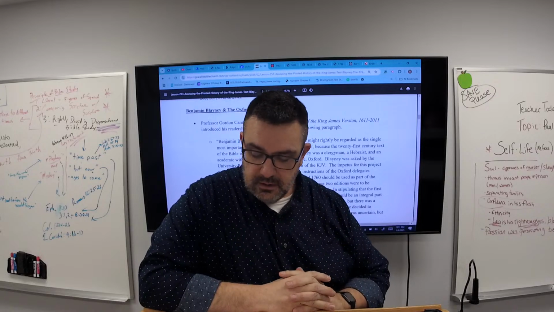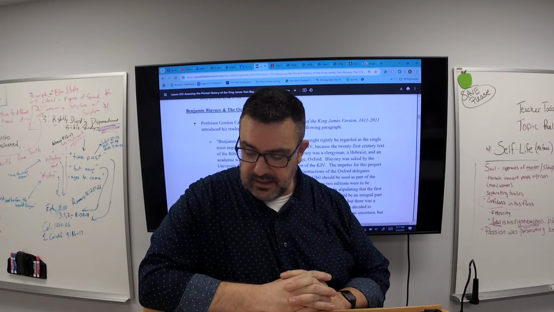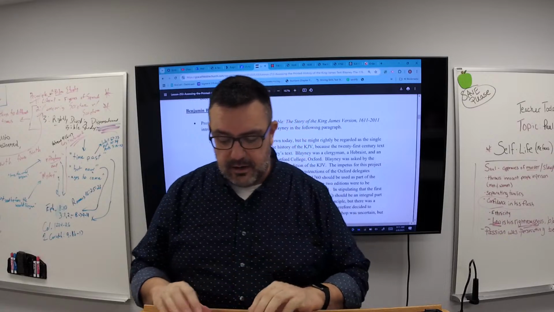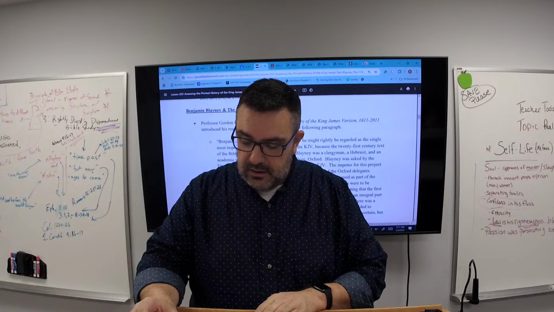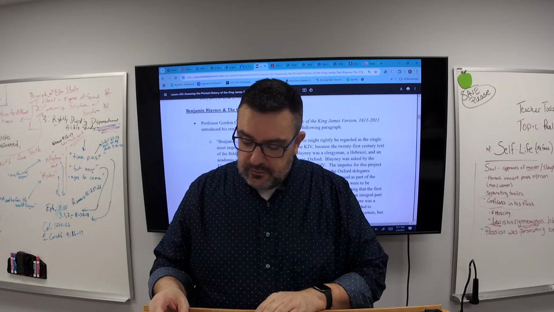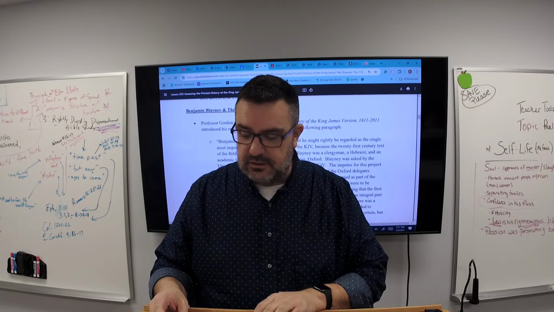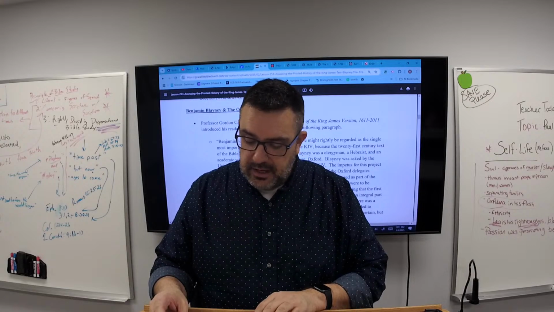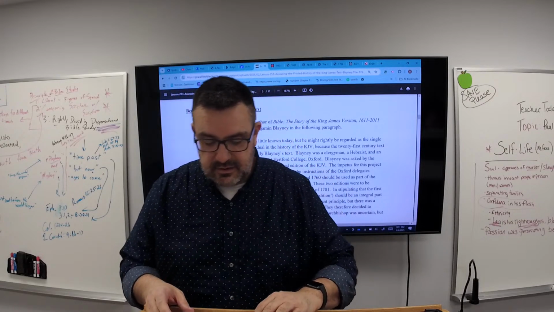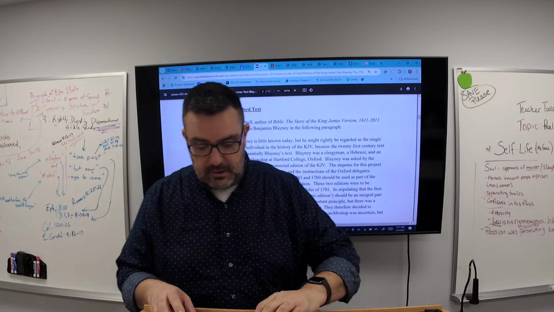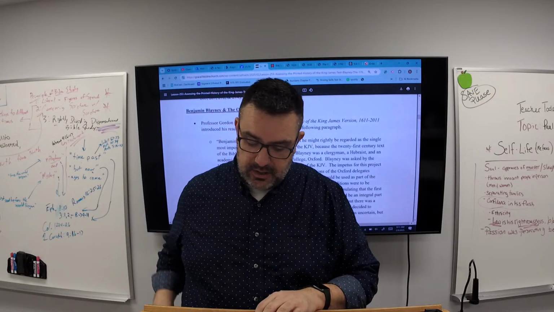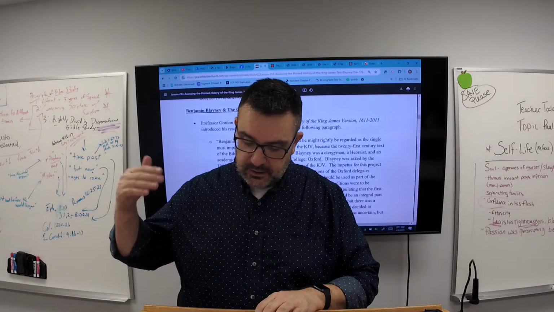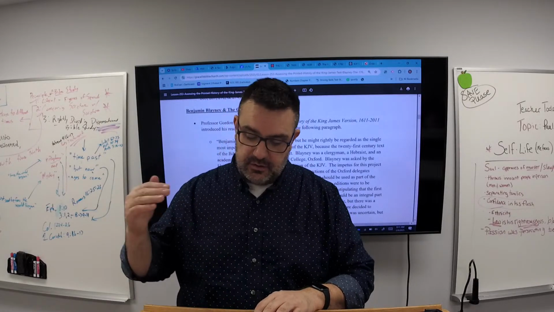Yeah. So, again, here's what he says about Blayney. Quote, "Benjamin Blaney is little known today, but he might rightly be regarded as the single most important individual in the history of the King James Version, because the 21st century text of the Bible is essentially Blayney's text. Blayney was a clergyman, a Hebraist, and an academic with a fellowship at Hertford College, Oxford.